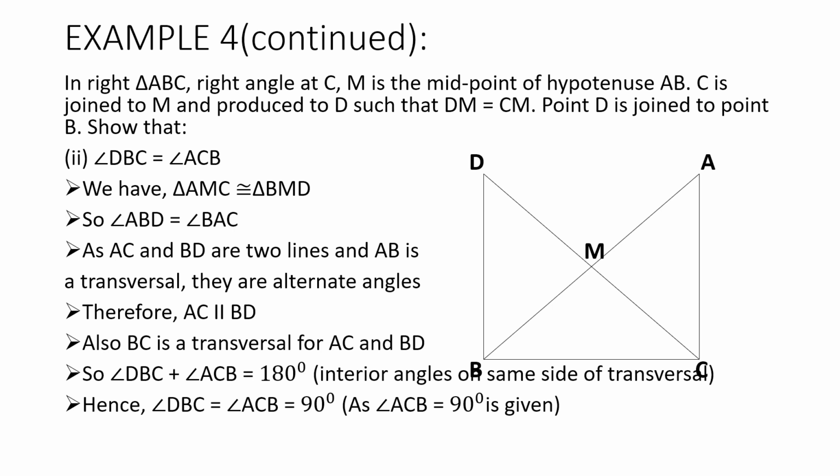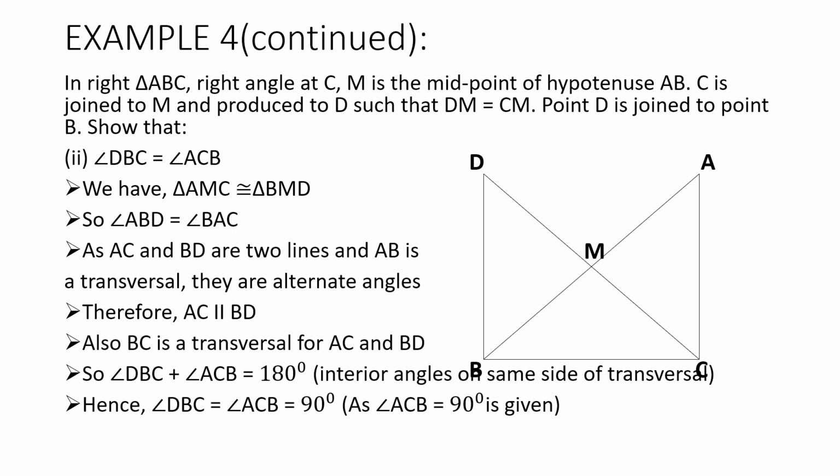Now since both these angles are equal, and you can observe that you have two lines AC and BD and AB acts as a transversal, then these two angles ABD and BAC, they form alternate angles. So now we have alternate angles are equal. So the corresponding lines will be parallel. So now lines AC and BD will be parallel.